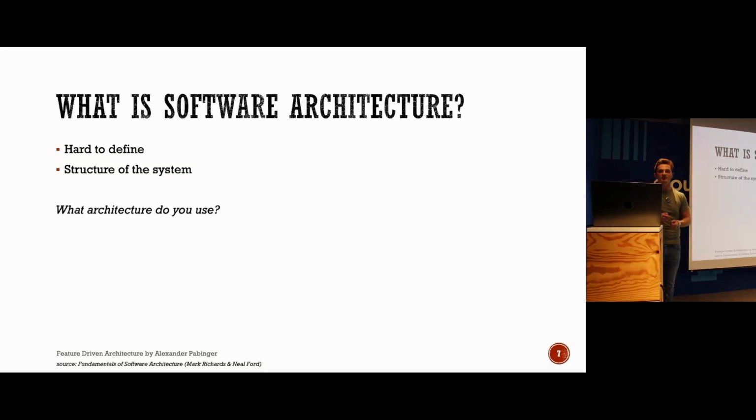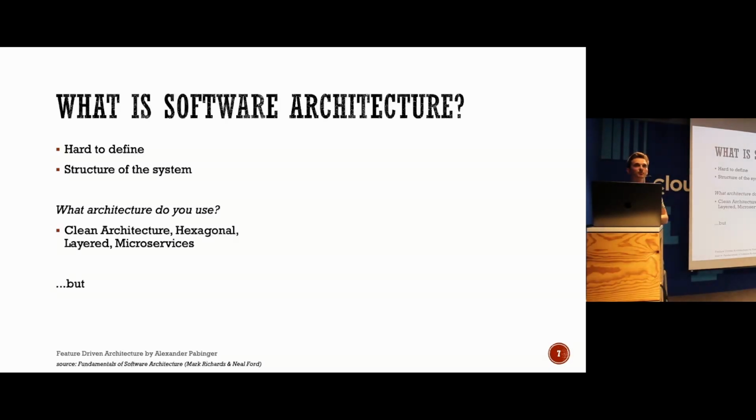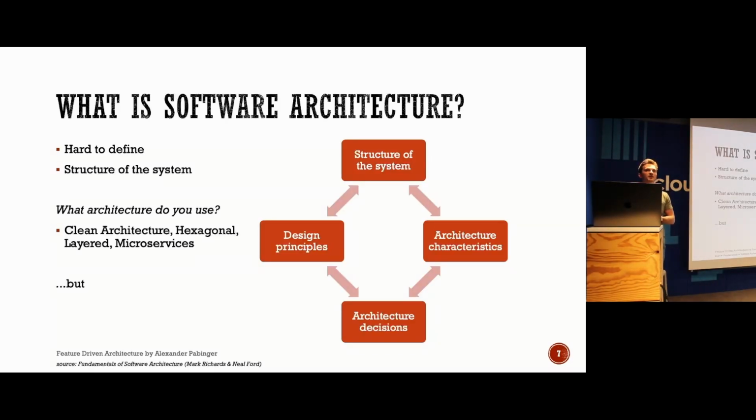We use microservices. And this is the main answer you get, but in reality, software architecture is made of 4 pillars. This is from Fundamentals of Software Architecture. I can really recommend this book. It's worth reading it. I got it from a former colleague who is a living library. Some of you may know him. And the 4 pillars are the structure of the system, the architecture characteristics, the decisions, and the design principles. I won't dig too deep into that topic, but I think it's worth mentioning it.